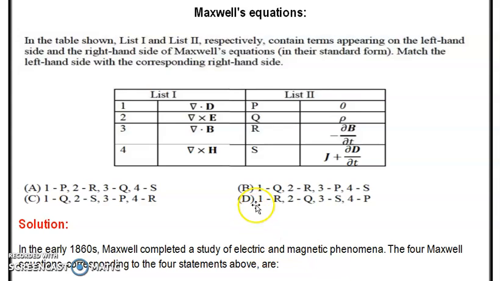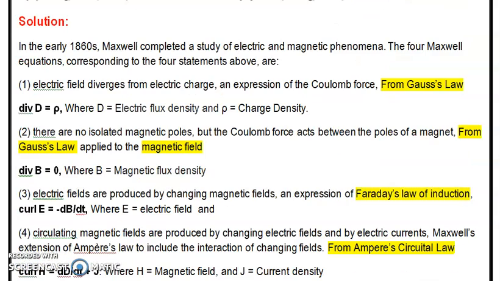So what is the conclusion? For the first one, divergence D, we match with rho, so 1 is Q. Second, curl E is minus dB by dt, so second is R. Third, divergence B is equal to 0, so third is P. And fourth, curl H is J plus dD by dt, so 4 is S. Hence for this question B is the correct solution.